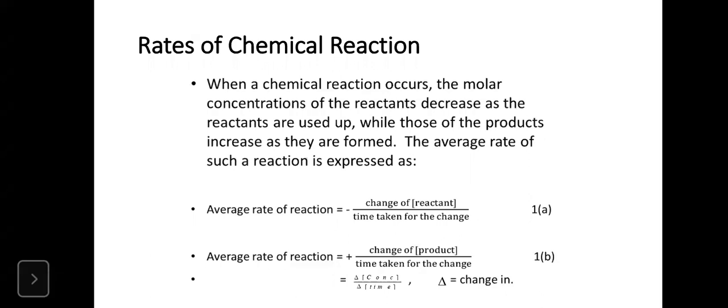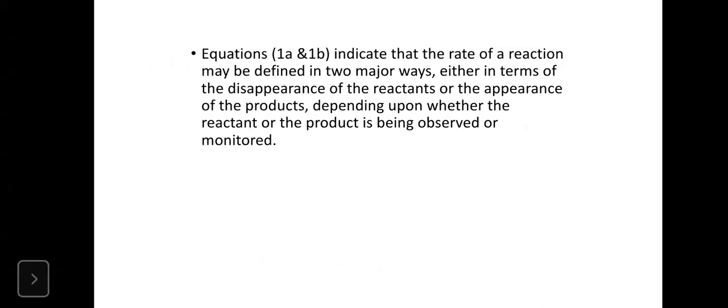I have also explained to you the bracket sign. That bracket stands for change in, and the bracket also stands for concentration. Concentration in chemistry is mole per dm³, or molar. So look at equations 1A and 1B. They indicate that the rate of a reaction may be defined in two ways. You either use the disappearance of the reactant or the appearance of the product. So you can use any of them to define the rate.